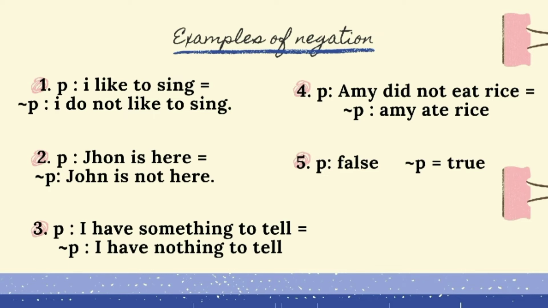Number 3. I have something to tell. P is true. The reverse value of P is false, so not P is false, I have nothing to tell. Number 4. P is false. Ami did not eat rice. The reverse value of P is true, so not P is true, Ami ate rice. Number 5. P is false, not P is true.